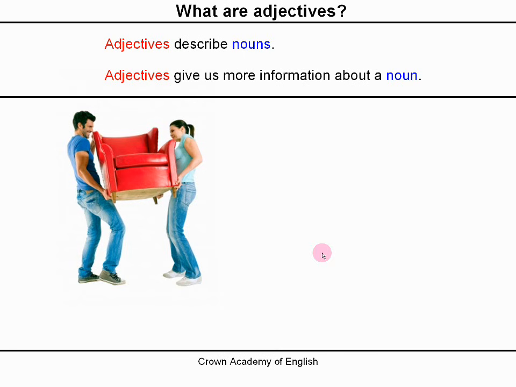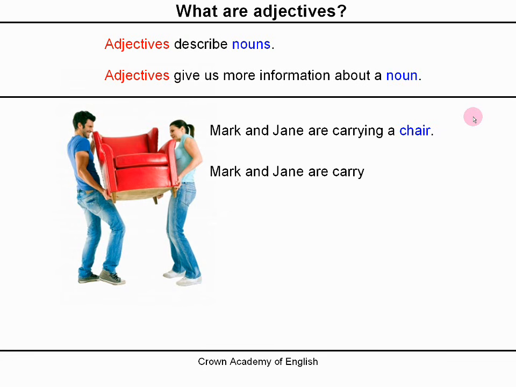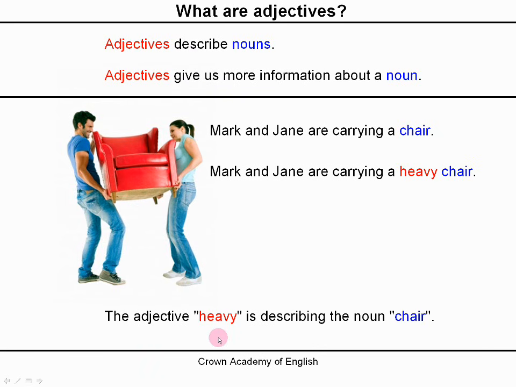For example, in this photograph, Mark and Jane are carrying a chair. So chair is the noun. And if we want to give more information about the chair, then we can say Mark and Jane are carrying a heavy chair. So heavy is the adjective. It describes the chair. Okay, so the adjective heavy is describing the noun chair. Gives us more information about it.